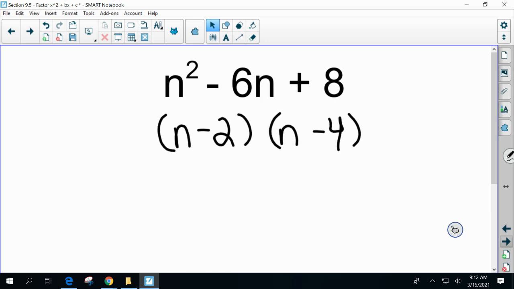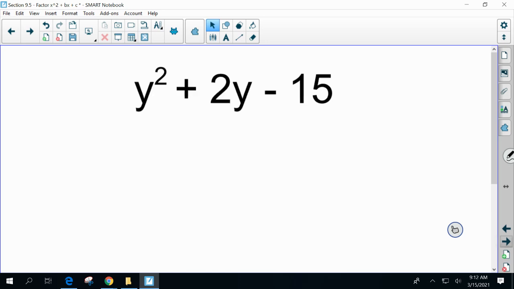So let's see. The next one will be more difficult. So here we have plus minus. So on your chart, that equals a plus minus. So this one you have to approach a little bit differently. So the first step still is to break apart your first term. So you have y and y.